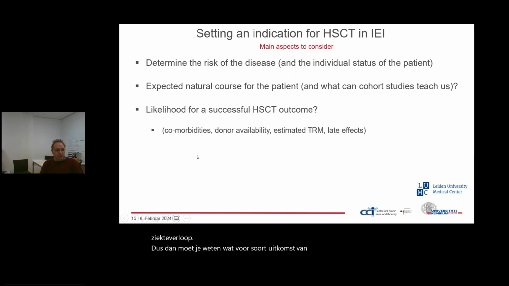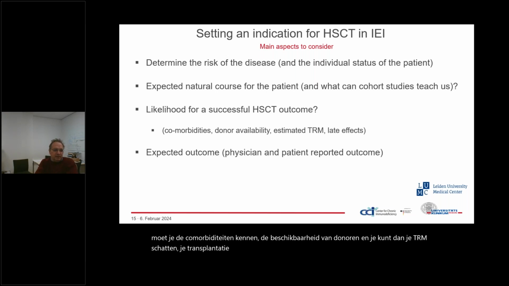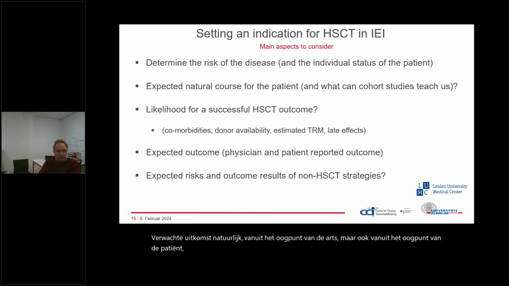And for that, you have to know the comorbidities, the donor availability, and you can then estimate your TRM, your transplant-related mortality, and late effects. Expected outcome, of course, from a physician point of view, but also from a patient point of view, is then important. And expected risk and outcome results in non-SCT strategies have to be known.